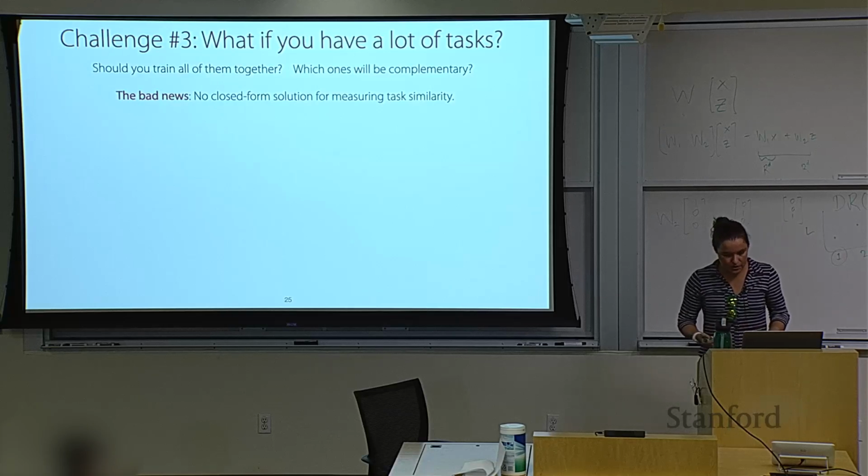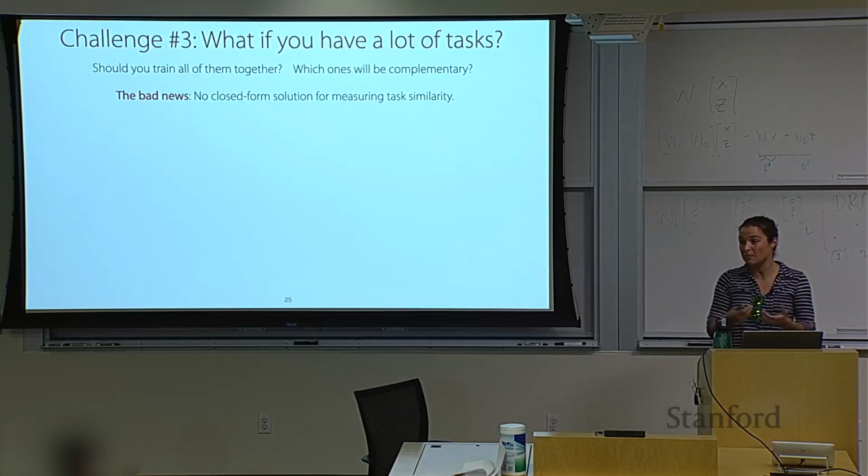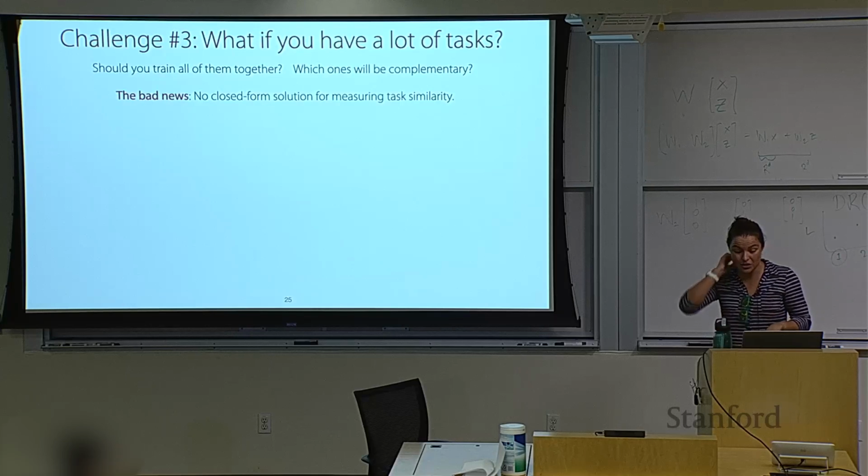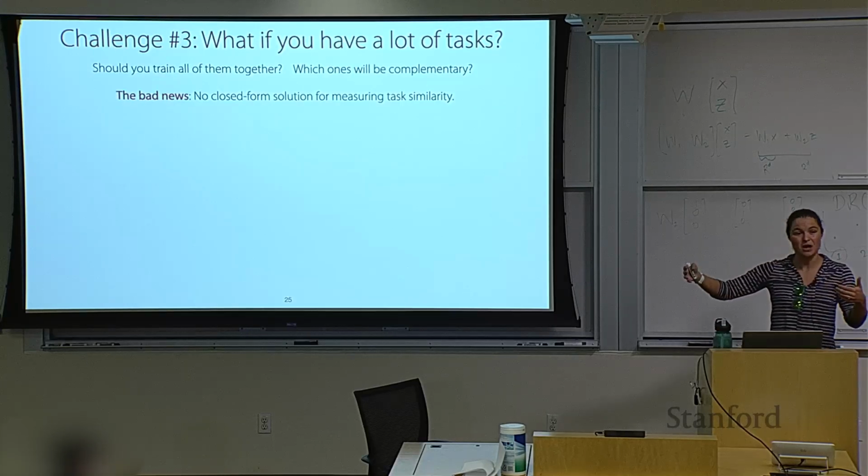There's no closed form measure of how similar two tasks are, or how complementary they are in practice. And the reason for this is that it depends not just on what the tasks are, but on the data set, on the optimizer, on the architecture, and so forth. And it could even depend on where you are in the optimization process.